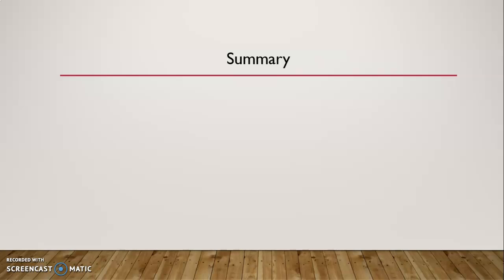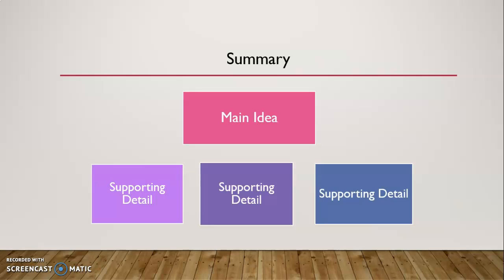When you write a summary for informational text, you want to make sure that you use your hashtags to help you remember what each paragraph was about. When you write the summary, it must be in your own words. Make sure that you identify the main idea and at least 3 to 5 supporting details.